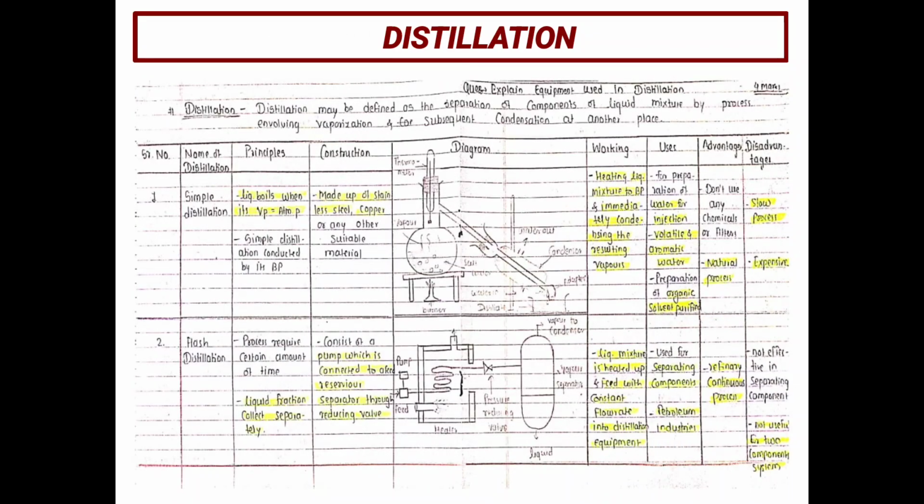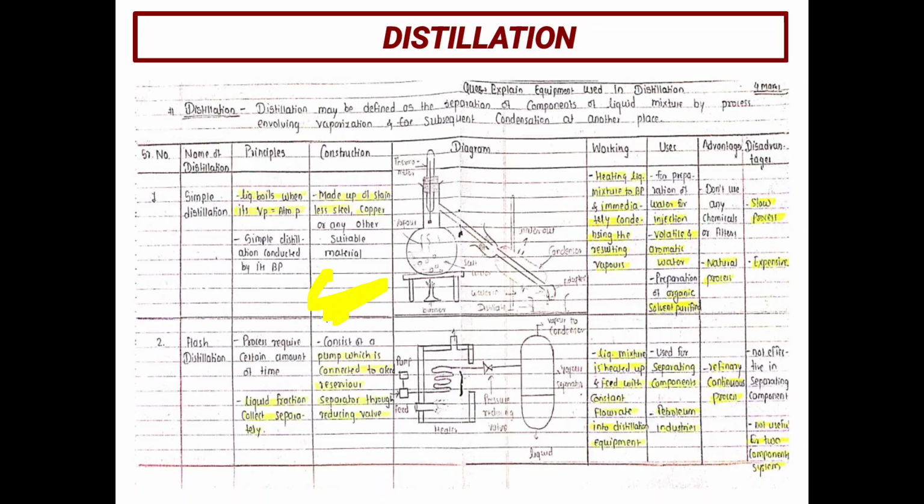Simple distillation. A liquid boils when its vapor pressure is equal to atmospheric pressure. Simple distillation is conducted at the boiling point, and the assembly is made up of stainless steel, copper or any other suitable materials. Uses: preparation of water for injections, volatile and aromatic waters, preparation of organic solvents.